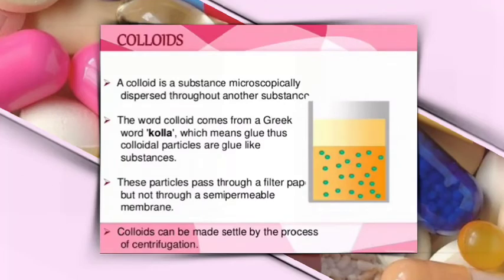Today's topic is colloids. A colloid is a substance microscopically dispersed throughout another substance. The word colloid comes from the Greek word kolla, which means glue. Thus, colloidal particles are glue-like substances. These particles pass through filter paper, but not through a semi-permeable membrane. Colloids can be made to settle by the process of centrifugation.